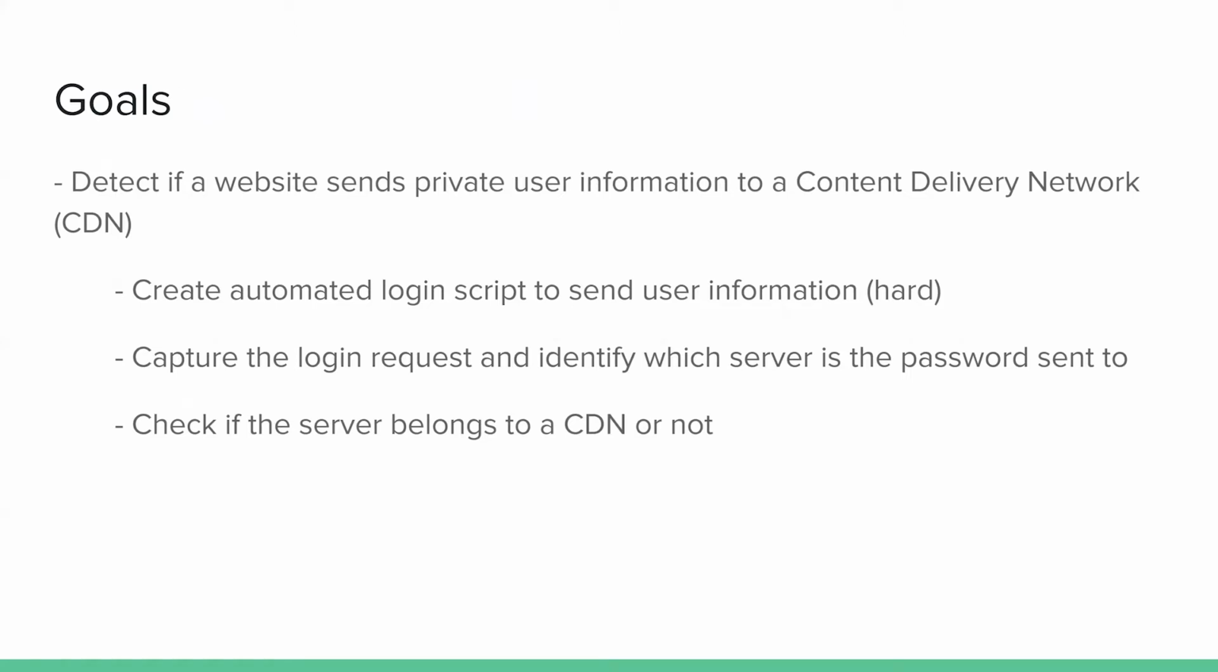So in order to reach our goal of conducting a measurement study, we have to detect if a website sends private information to a content delivery network. In order to do that, we divided the work into 3 steps. The first one is to create an automated login script to send user information, and we will spend most of our presentation discussing it. The second step is to capture the login request and identify which server the password is sent to. And finally, we'll check whether the server belongs to a CDN or not.